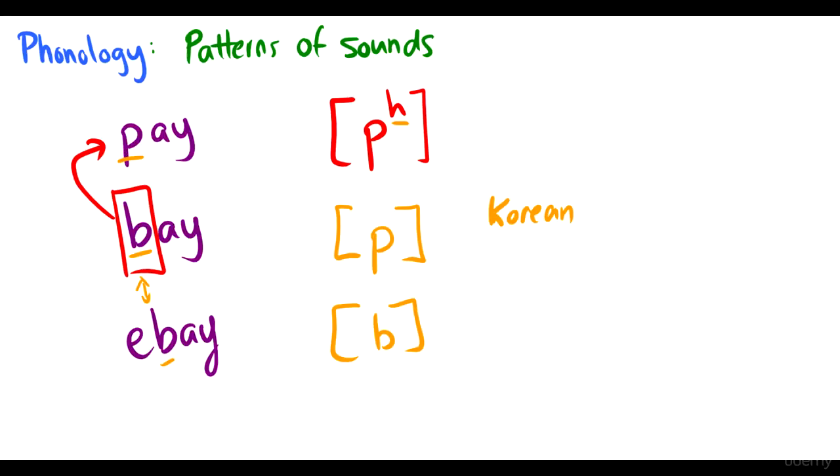So listen for a second. eBay, bay, pay. If you listen really closely, you can hear a difference in those two B's. But it's difficult and requires training, so a lot of the things we learn in phonology you'll have to take for granted initially, and through listening carefully and tuning your ears you can hear the differences.